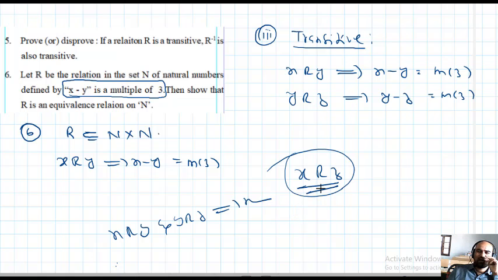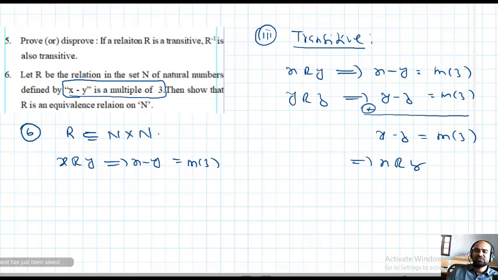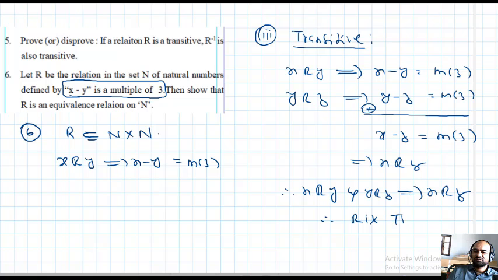So x minus z is a multiple of 3. So observe, students, if something is a multiple of 3, the addition is also a multiple of 3, their subtraction is also a multiple of 3, their product is also a multiple of 3. So now I will add these two. What happened? x minus z is also another multiple of 3. What is the meaning of this? Implying x related to z. Therefore, x related to y and y related to z implies x related to z. Therefore, R is transitive.